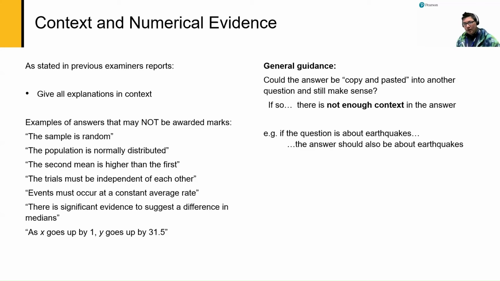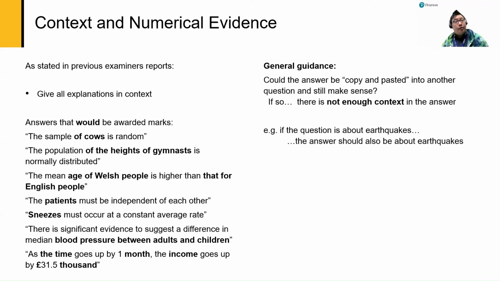So what I'm going to very, very quickly do is just modify every single statement that you see on the screen there such that it could be awarded marks. So answers that would be awarded marks. So rather than saying the sample is random, it could be the sample of cows is random. There's your context if the question was about cows. The population of the heights of gymnasts is normally distributed. You can see there's the context again. The mean age of Welsh people is higher than that for English people. Again, there's your context. I'm not going to go through all of them. You can see them there. But the key point is that in order to get those kind of marks, the explanations must be in context. And it is very possible that candidates will not be awarded marks for giving generic statements.